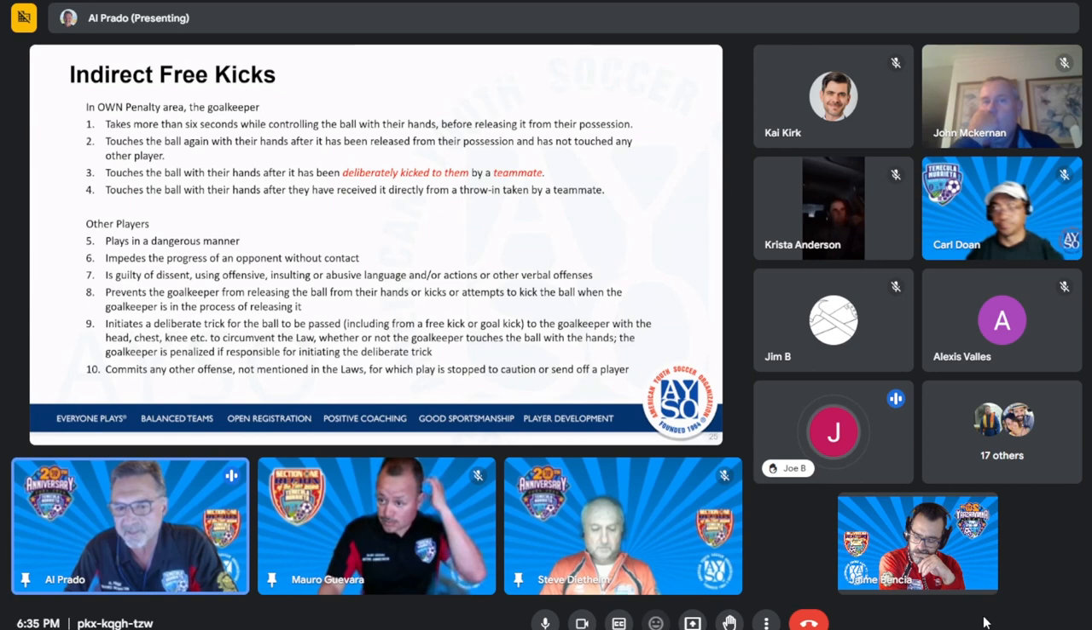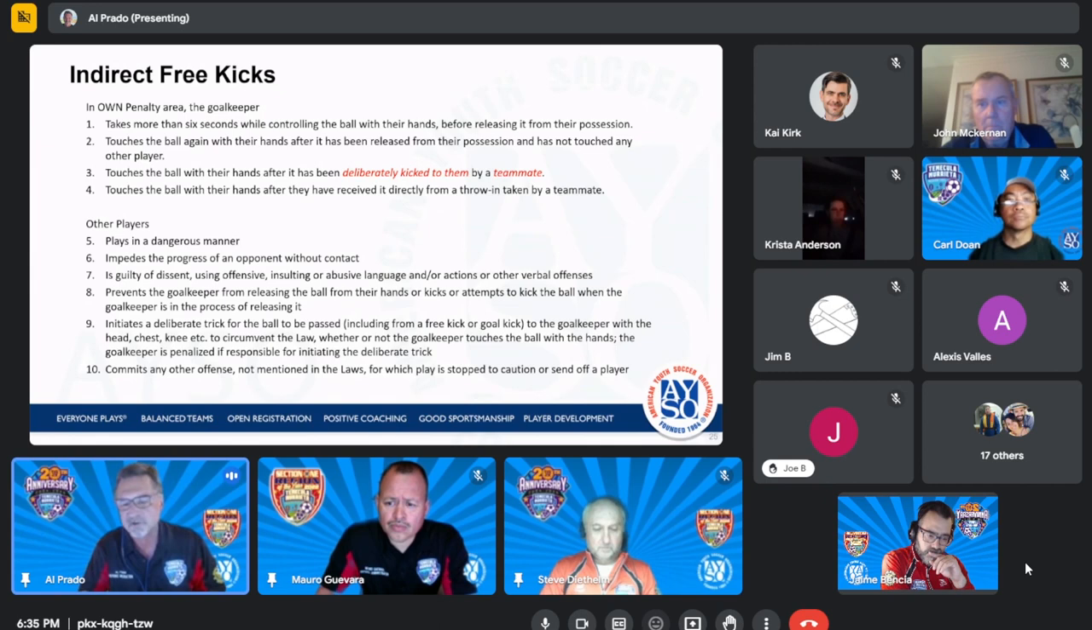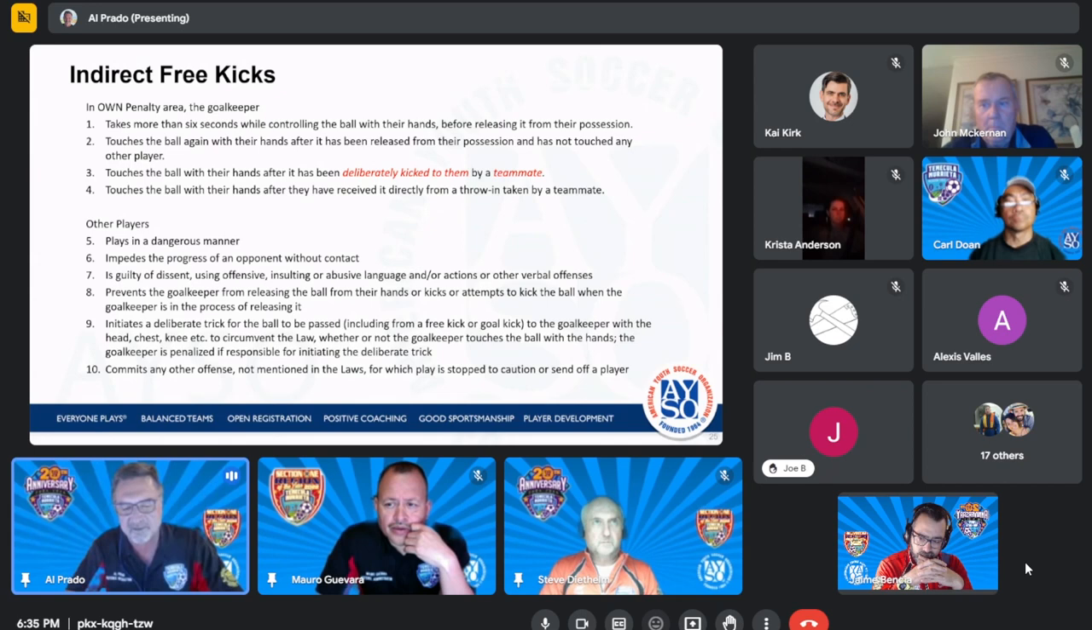I would stop the match, warn the keeper and the coach, and let them redo it. Again, Mauro, Steve, or Jaime, early in the season there are teaching moments where you can actually do that so everybody learns. Late in the season, or in straight select, or if your keeper should know better, then you can call it back and give an indirect free kick for that.